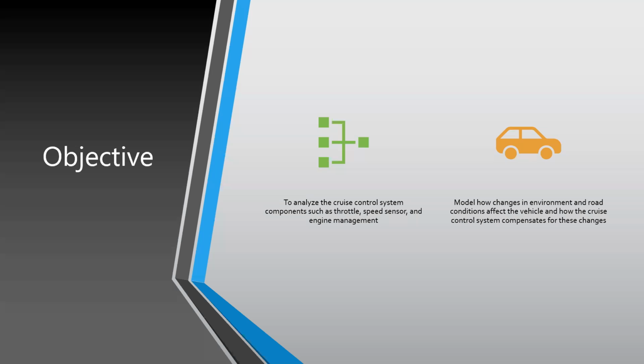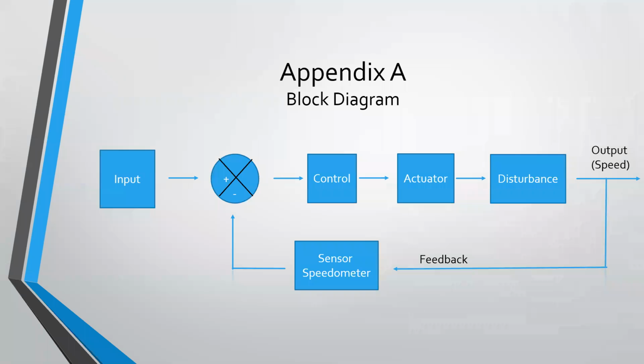Our objective of this assignment is to model the cruise control system and its components, such as throttle, speed sensor, and engine management, to better understand how the equipment talks to each other. Our other objective is to analyze how changes in environment and road conditions affect the vehicle and how the cruise control system nearly instantaneously adjusts for these changes.